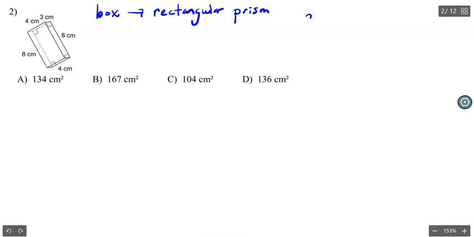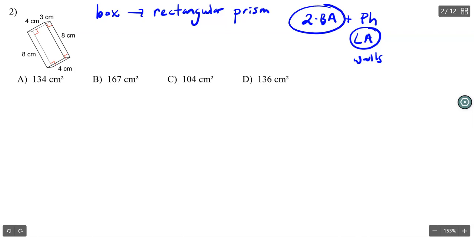It's 2 times the base area plus the lateral area, or actually the perimeter times the height. This represents the lateral area, or the walls. And this part represents the floor and the ceiling, if you're thinking of it as a box. I don't really use that formula. It's just a lot more things to remember. There are a lot of letters in here that you have to keep track of.